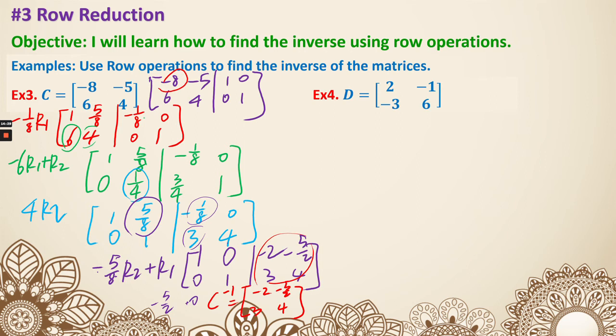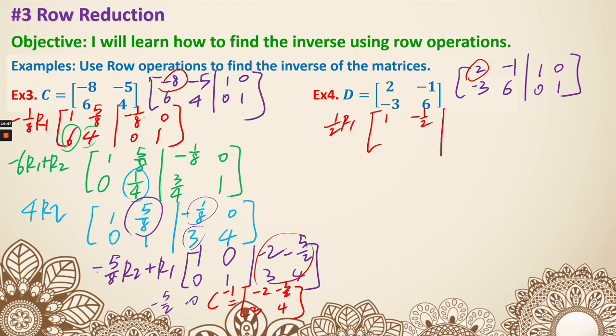Let's write down the matrix that we need: 2, -1, -3, 6, 1, 0, 0, 1. First step, we are going to need a 1, so multiply that row by a 1/2. 1/2 of the first row is going to give me 1, -1/2, 1/2, and 0. Second row does not change: -3, 6, 0, and 1.